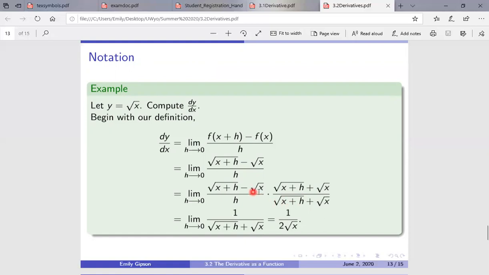Well, now this conjugate on top, we multiply through and we end up with an h on top. Well, h divided by h, which means we're just going to be left with this denominator. So we've got 1 divided by square root of x plus h plus square root of x. Now we can go ahead and take the limit as h goes to 0, and we're left with 2 copies of square root of x. So the f prime, or dy dx, or the derivative, or the slope of the line tangent to the graph y equals square root of x, is 1/2 times 1 over square root of x.